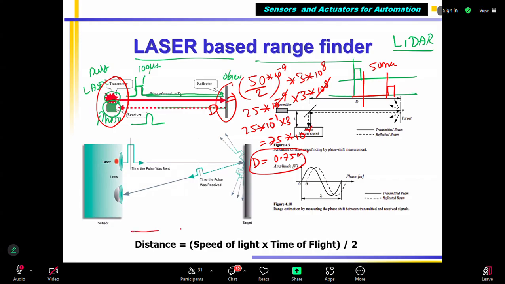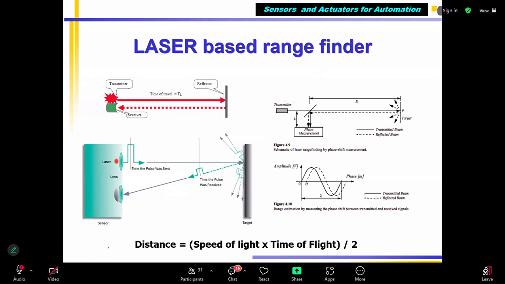So again, this also works on time of flight, same thing. Correct? Laser light or infrared or regular light, or you can use radar also, it is the same. Okay, so this is how it works. So any doubt in this? Transmitter transmits, hits the target, is reflected, and is sensed by the sensor. Correct? This is the sensor.